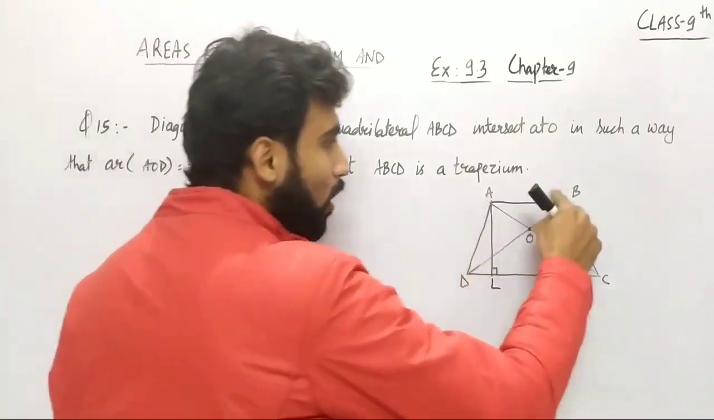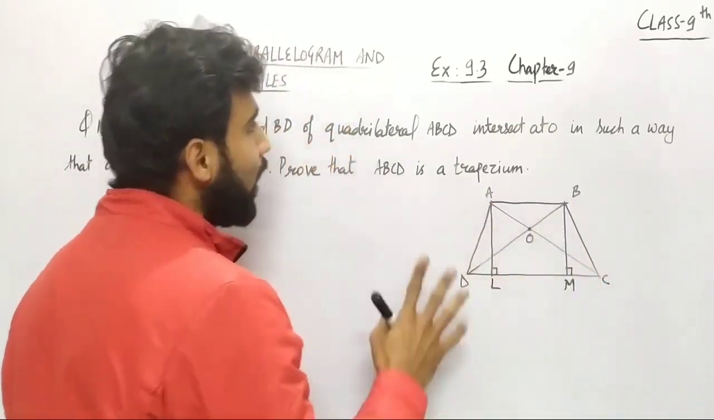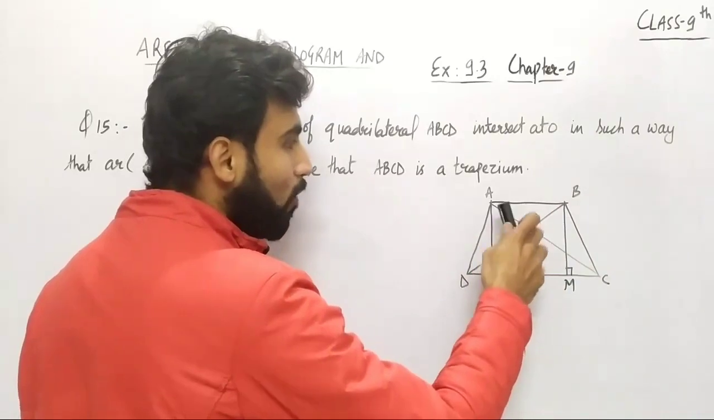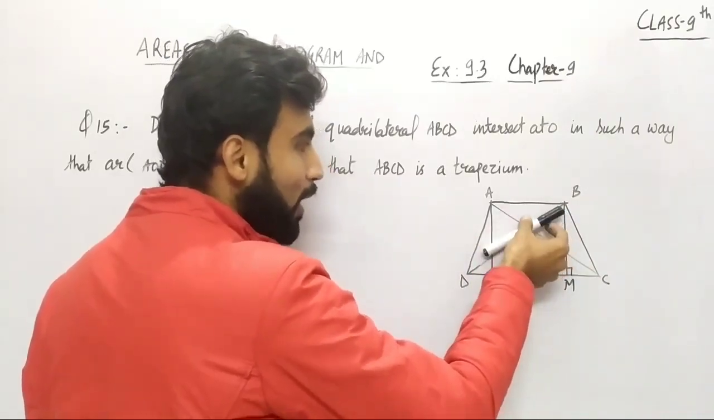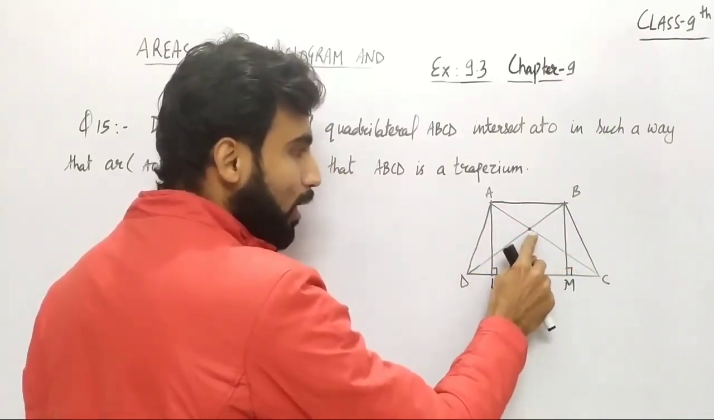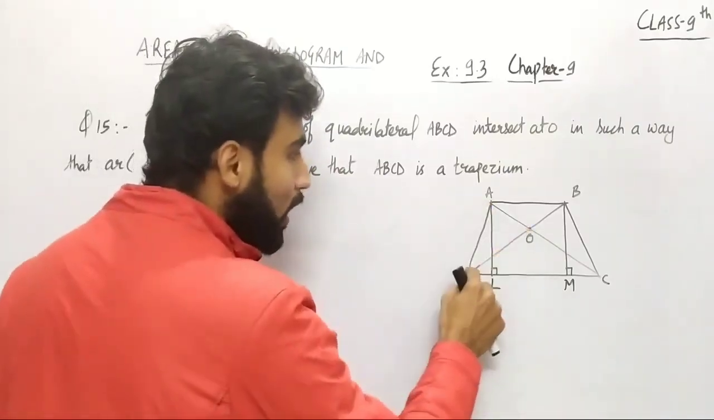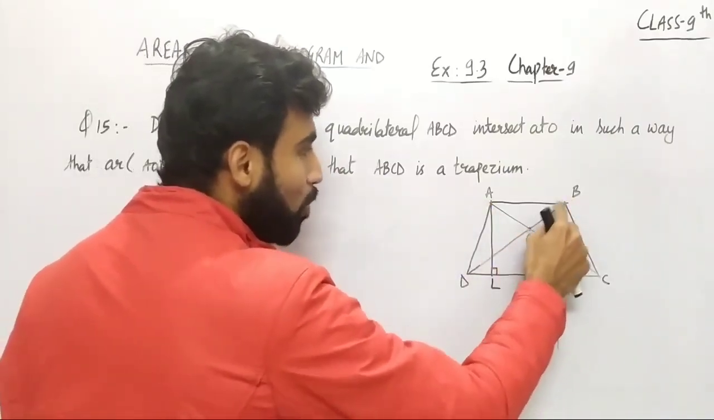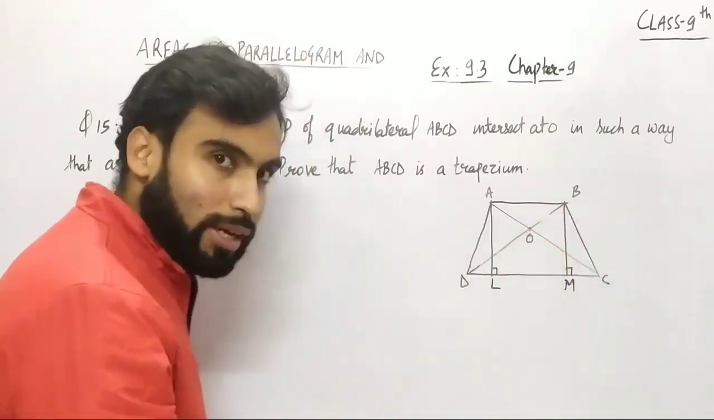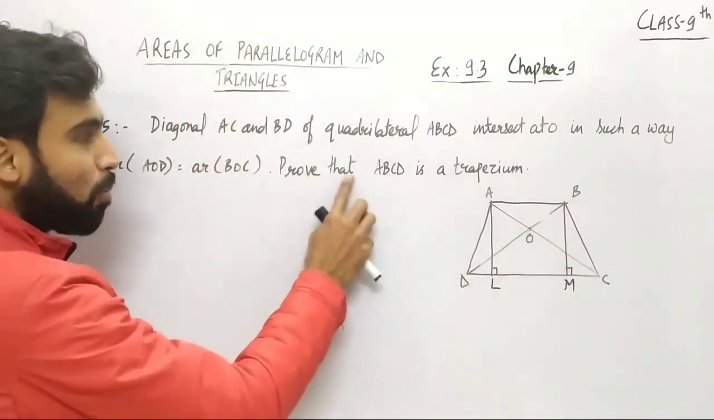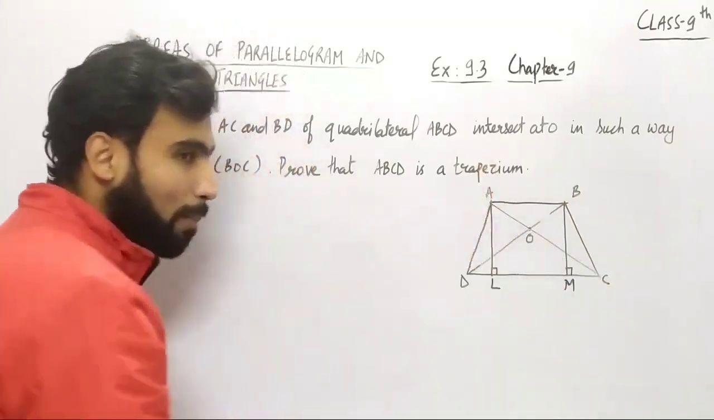So आपको यहाँ पे एक quadrilateral given है ABCD. And in this quadrilateral ABCD, you will find out two diagonals AC and BD which intersect at point O in such a way कि ये जो AOD triangle है इसका एरिया जो है वो BOC के equal है, right? So ये given है हमें. Now we have to prove that ABCD is a trapezium, right?